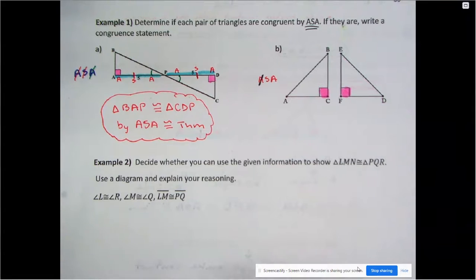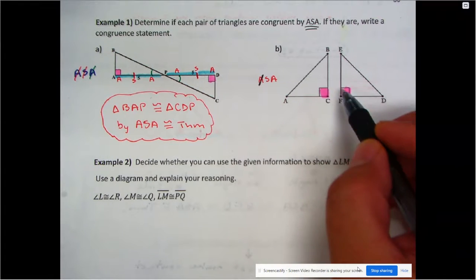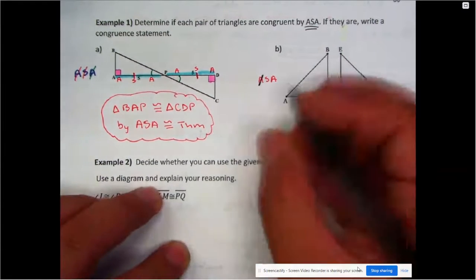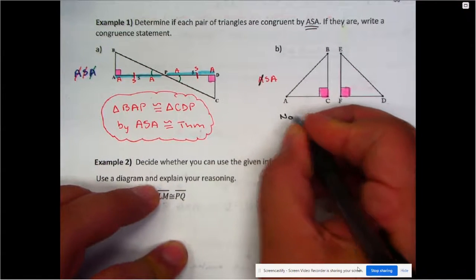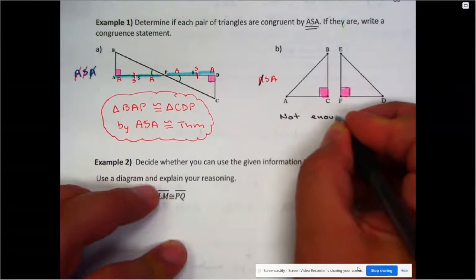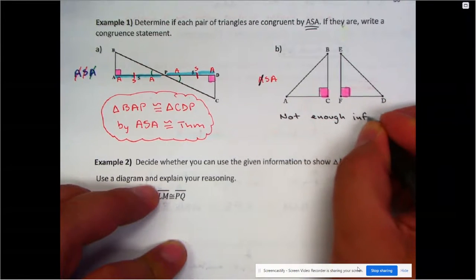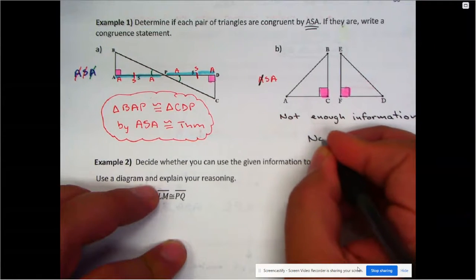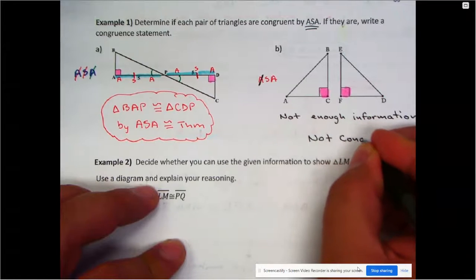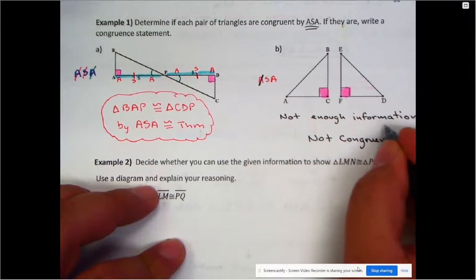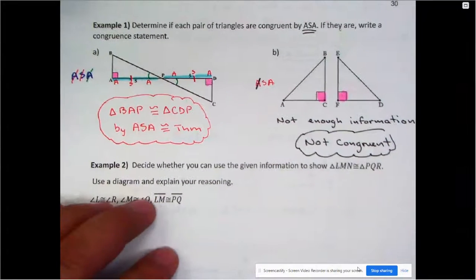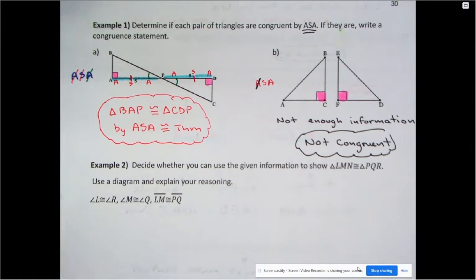And since there's nothing else, look, there's no vertical angles. They don't even share this side. They're actually pulled apart from each other. Then I don't have enough information. So not enough information. And if that's the case and we have no or not enough information, then we say not congruent. That's what we're looking for here. We didn't have enough information to use ASA like they wanted me to. So you're going to do the same thing on the classwork for the first two questions in the classwork there.